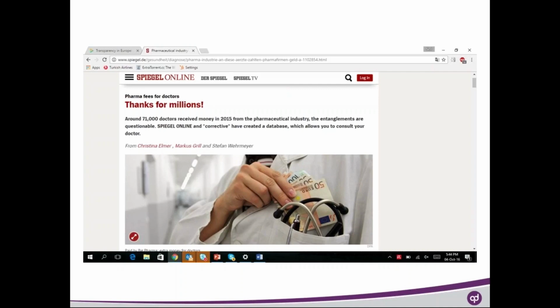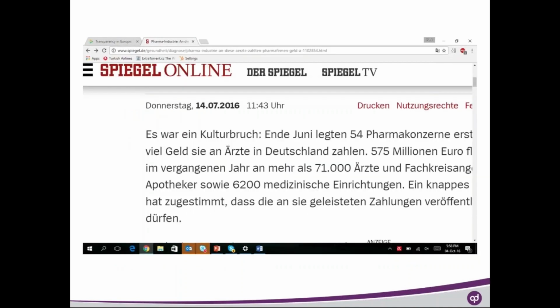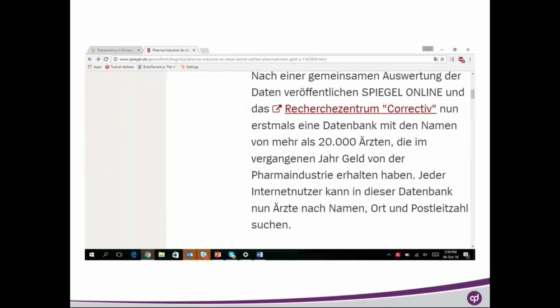2015, and then further elaborates that represented around 575 million euros across 54 manufacturers that reported, and furthermore goes on to say that around 20,000 physicians provided consent.